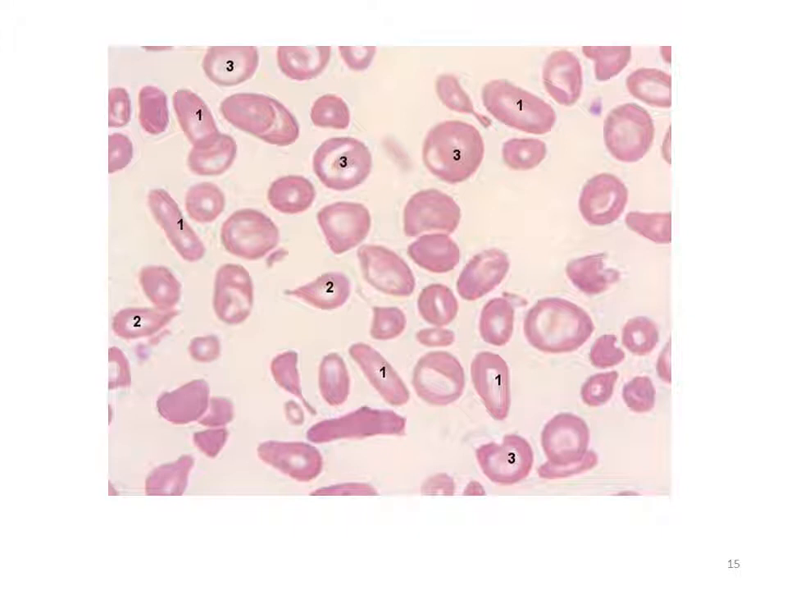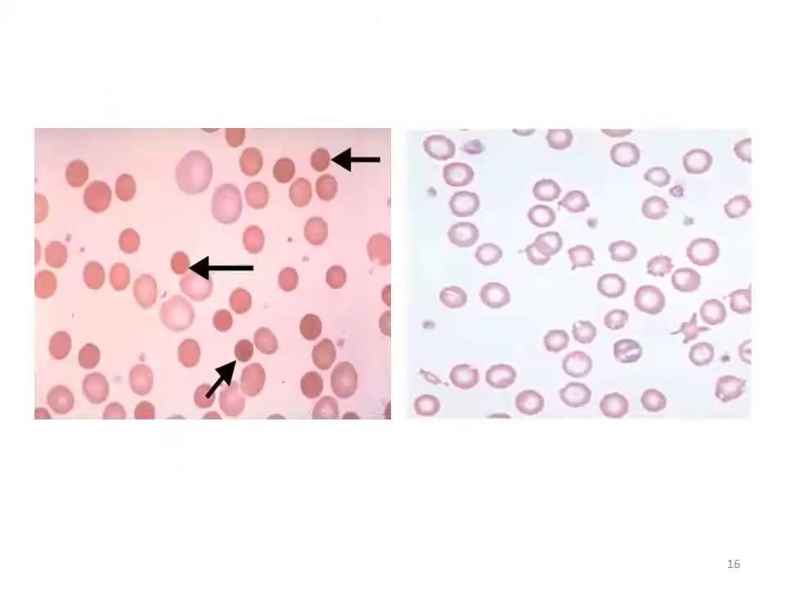Next, under 100 power, grade the variation of red blood cell shape, or poikilocytosis. Red blood cells are normally round and biconcave. However, poikilocytosis is seen on this slide. Number 1 represents elliptocytes or ovalocytes. Number 2 are teardrop cells. And number 3 are target cells.